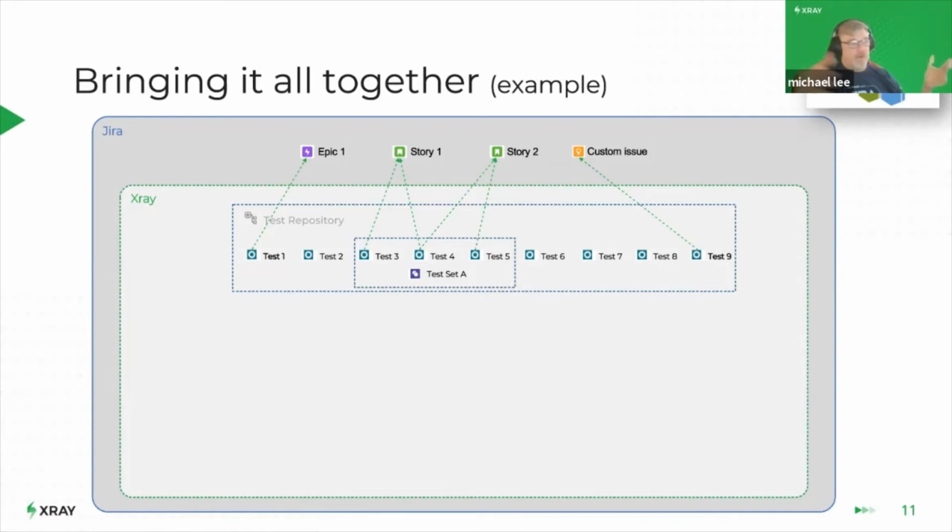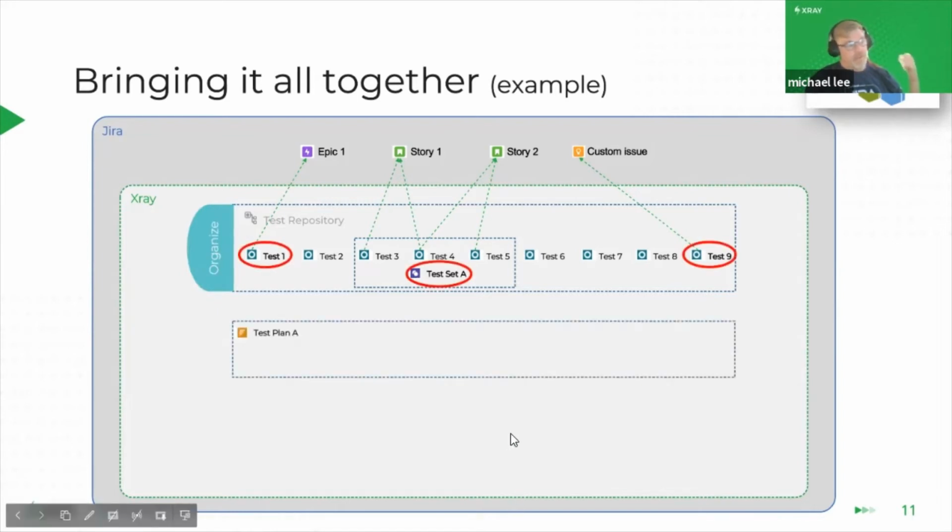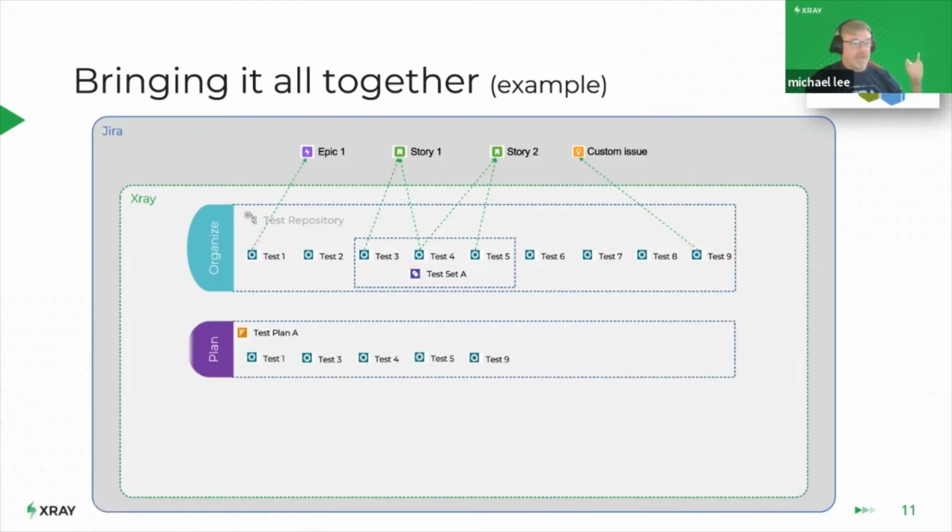Now to manage them better, I'm going to create this test set. These 3 tests always go together, so I'm going to put them together in a test set. Then when I need to build a test plan, I'll say, well, I'm going to take test 1, test set A, and test 9, and I'm going to put them into a test plan.